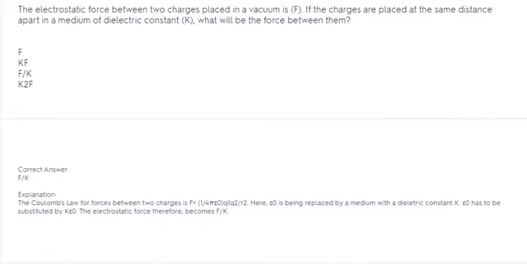The electrostatic force between two charges placed in a vacuum is F. If the charges are placed at the same distance apart in a medium of dielectric constant K, what will be the force between them? F by K, F K, K squared F. Correct answer: F by K. Explanation. Coulomb's law for forces between two charges is F equals Q1 Q2 per 4 pi epsilon naught r squared. Here, epsilon naught is replaced by a medium with dielectric constant K, so epsilon naught has to be substituted by K epsilon naught. The electrostatic force therefore becomes F by K.